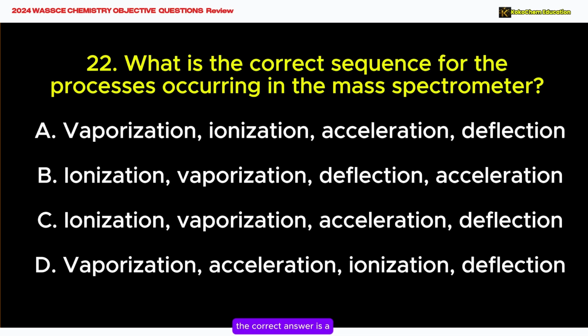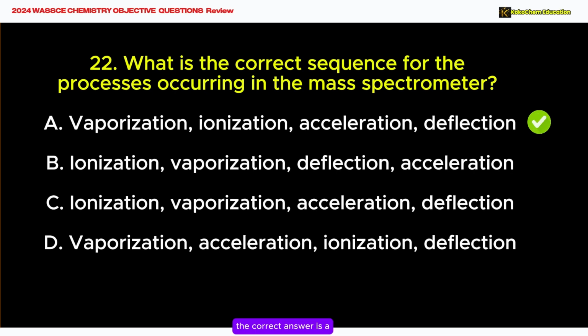The correct answer is A. Vaporization, ionization, acceleration, and deflection. Explanation. The correct sequence is vaporization, ionization, acceleration, and deflection. This ensures that the sample is properly ionized and separated for detection.